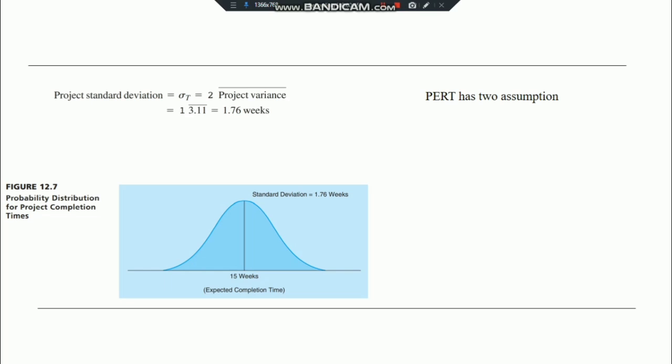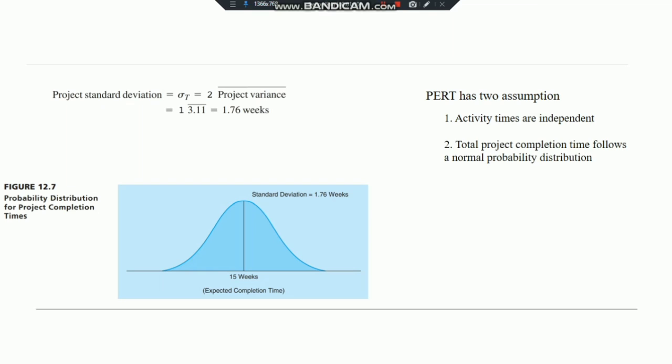PERT has two assumptions. Number one, activity times are independent. Number two, total project completion time follows a normal probability distribution. With these assumptions, the bell-shaped curve shown in Figure 12.7 can be used to represent project completion dates. It also means that there is a 50% chance that the entire project will be completed in less than the expected 15 weeks and a 50% chance that it will take more than 15 weeks.